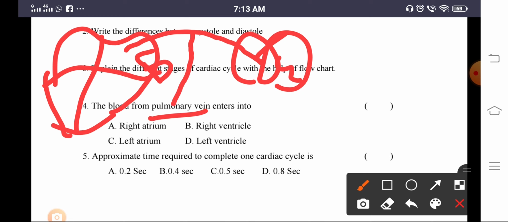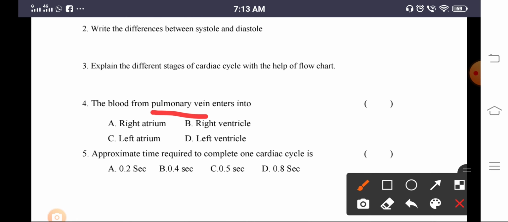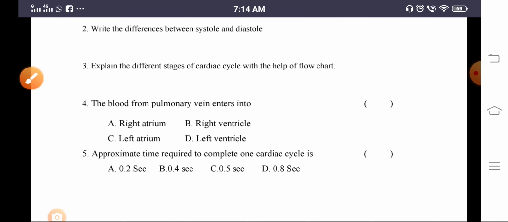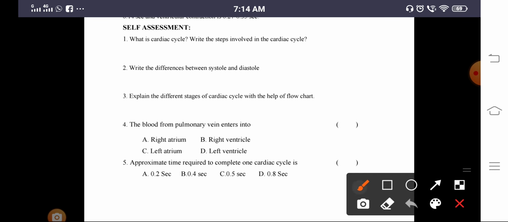Pulmonary vein carries the oxygenated blood from lungs to heart. Keep in your mind, pulmonary vein carries blood from lungs to heart. Which blood? Oxygenated blood. Into which chamber? Left auricle. So the answer is left auricle, option D. Sorry, the right answer is left atrium. So the answer is left auricle, left atrium.